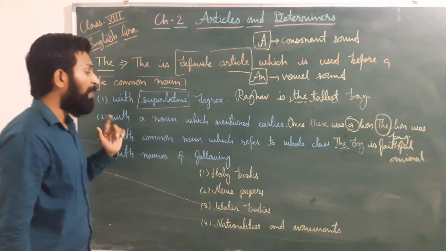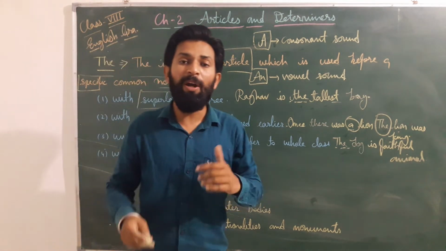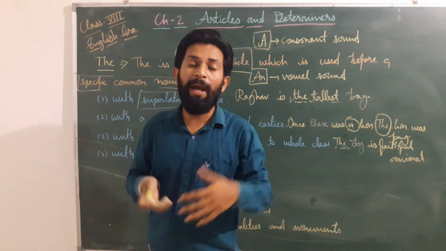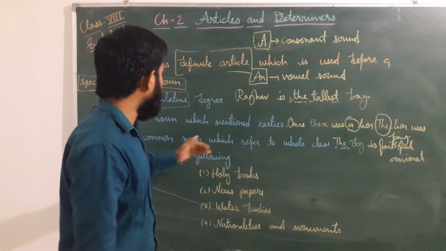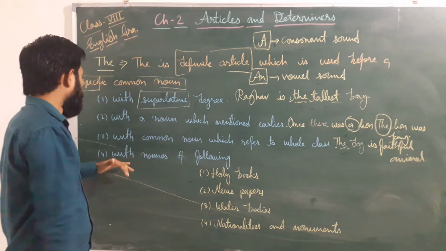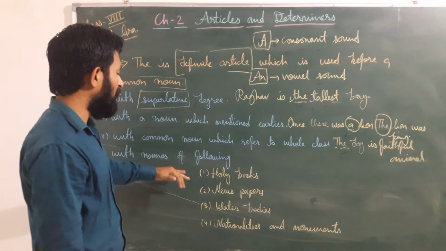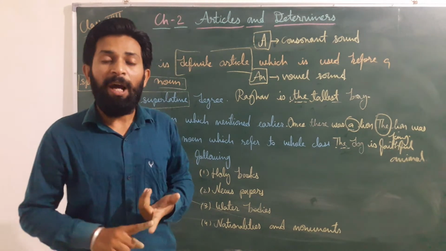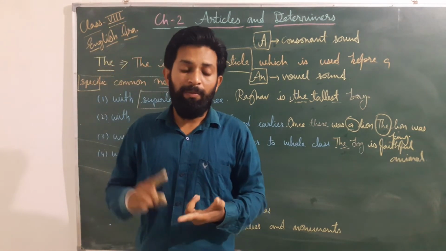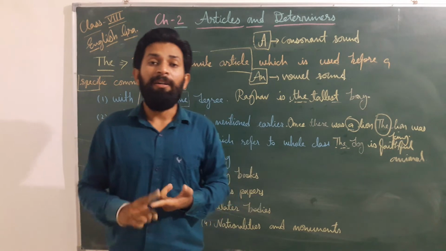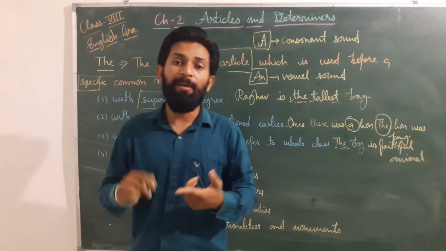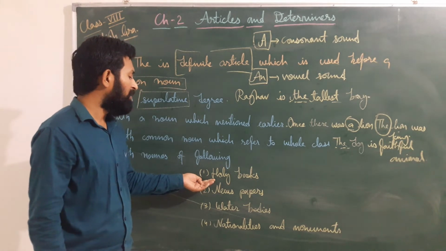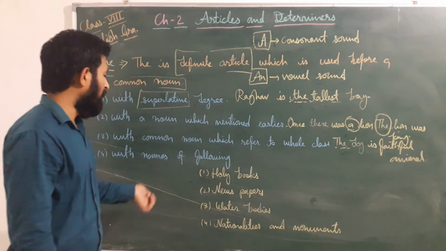Third one, with a common noun which refers to a whole class. If any common noun is there and that refers to a whole class, like the dog is a natural animal, the man is mortal, if that type of thing is written, then you have to use the. With the names of the following, if the following names are there, like if any holy book name is there, holy book means for Hindus like Ramayana, Mahabharata, Gita, for Muslims like Quran, and for Christians the Bible, and Guru Granth Sahib, if that type of holy book names are there, then you have to use the.